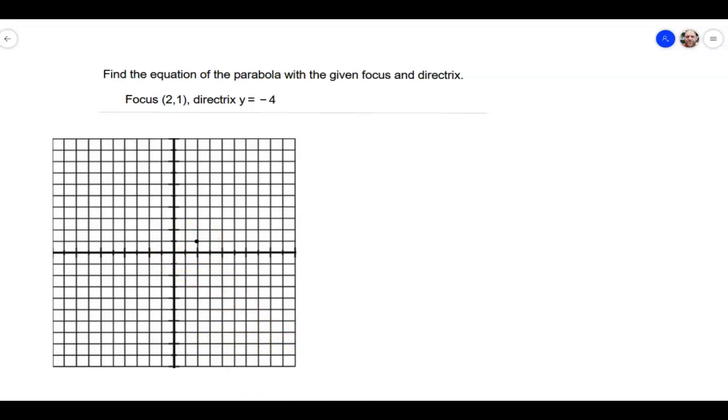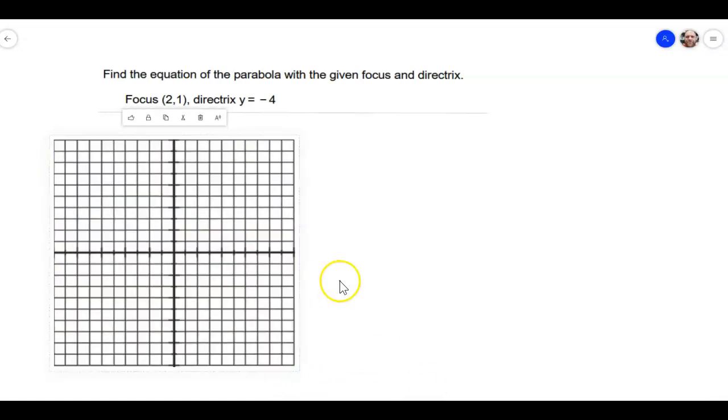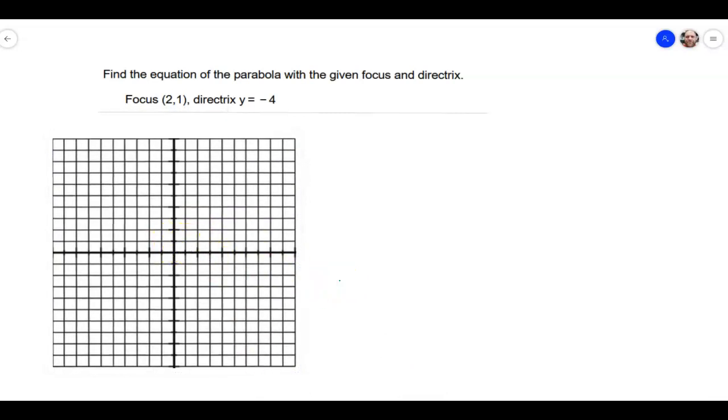Let me change the color of that. Let's do a green point there at (2, 1). All right, so we have a point here. And then we're also going to have a directrix, and a directrix is basically a dotted line. It helps us to graph this thing.